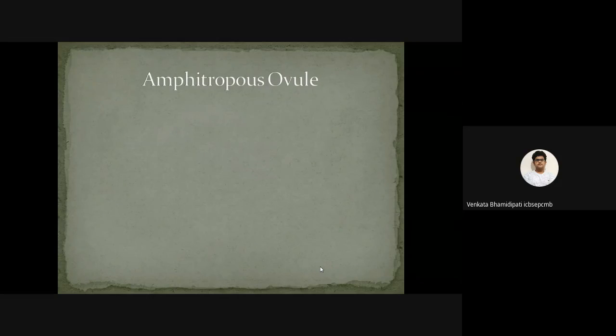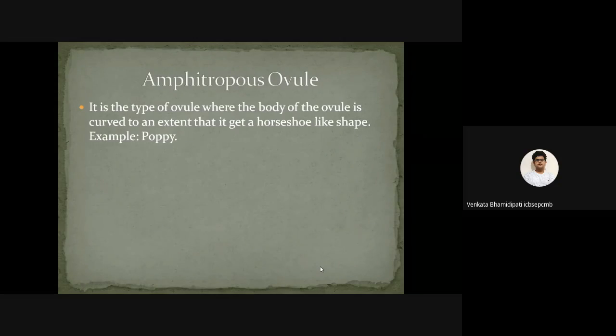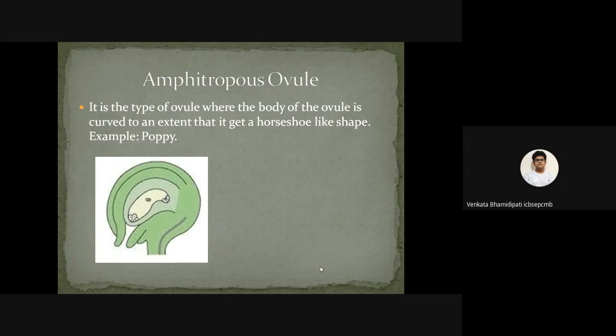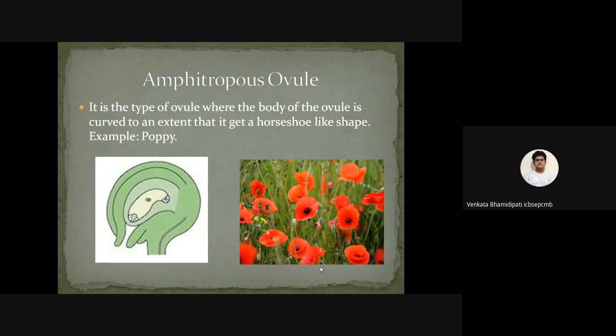Next, we have the amphitropous ovules. These are ovules where the body of the ovule is curved to such an extent that it gets a horseshoe-like shape. An example is the poppy plant. This is how an amphitropous ovule looks. It's similar to a horseshoe, not exactly, but it's quite similar. And this is your poppy plant.